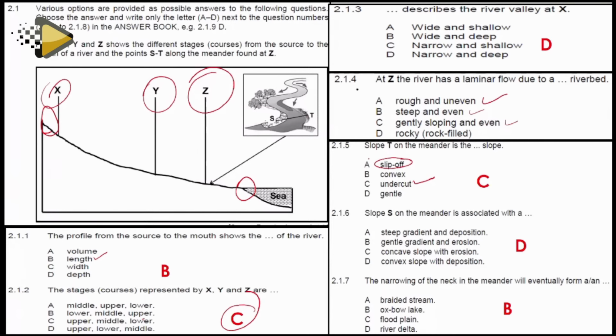That is where it is shallow here. At S, this is a slip off. And then this one over here is the undercut. And which means this one here is going to be gentle, and this one over here will be convex as well.